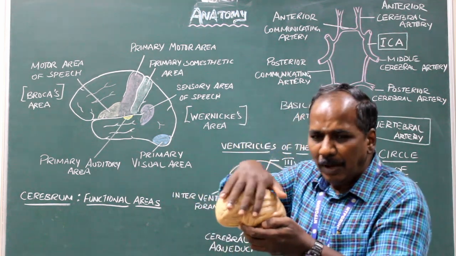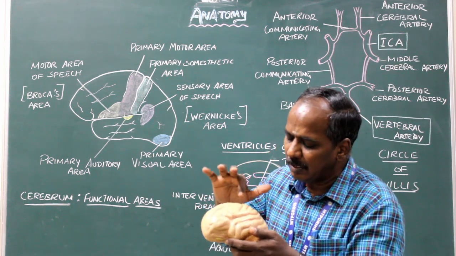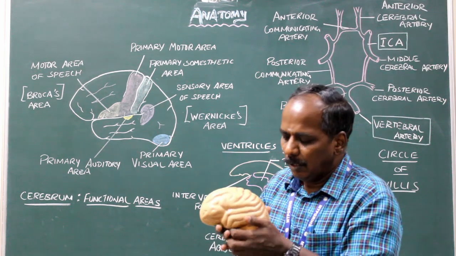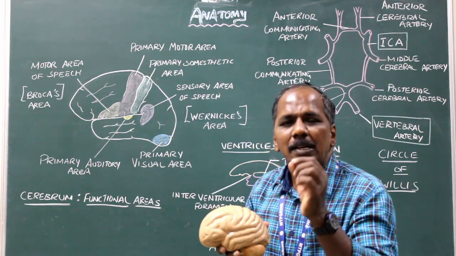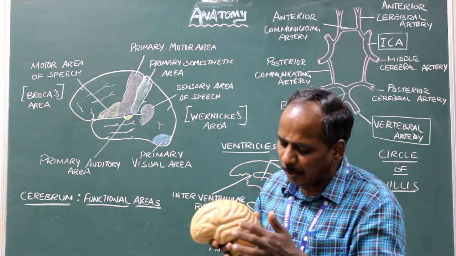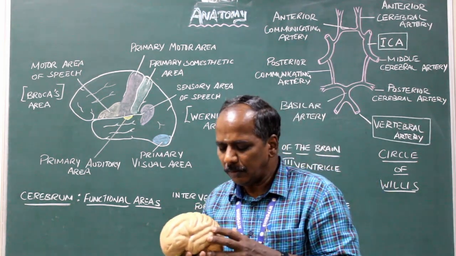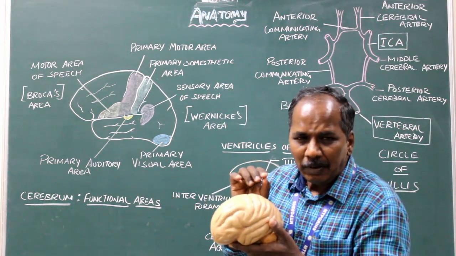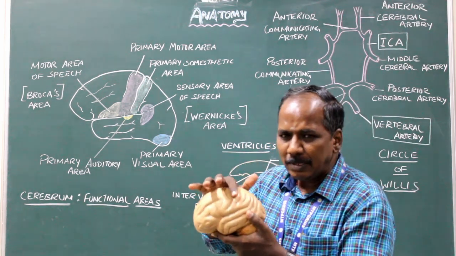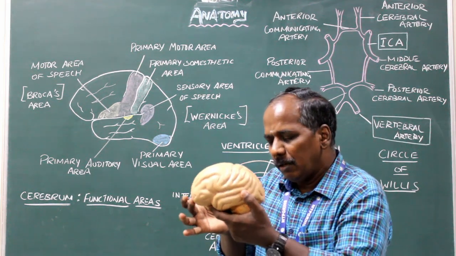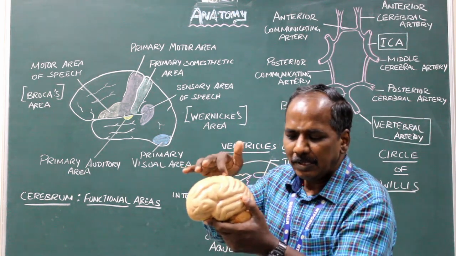The surface of the cerebrum has a number of grooves and elevations. The grooves are known as sulci, singular sulcus, and the elevations are known as gyri, singular gyrus. I am going to state some of the important sulci. This is the central sulcus. It is a groove present in the center between the frontal and the occipital pole. Between these two poles, if you take the center point, that is the central sulcus.